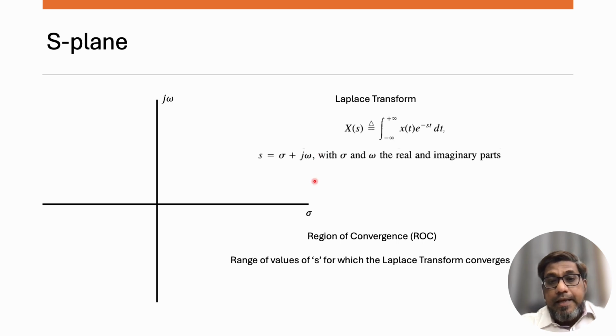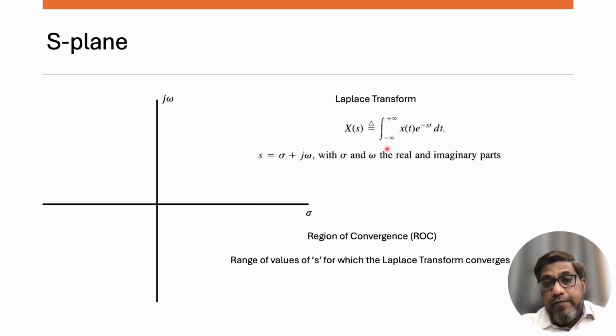And the region of convergence by definition is nothing but a region in the s-plane. So this plot that we make with sigma on the x-axis and j omega on the y-axis, that is, the real part of s on the x-axis and the imaginary part of s on the y-axis. This region is where we will plot the Laplace transform.